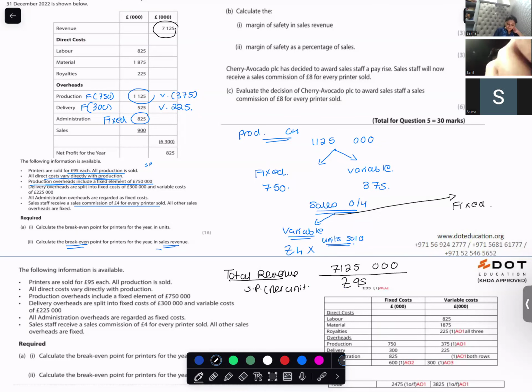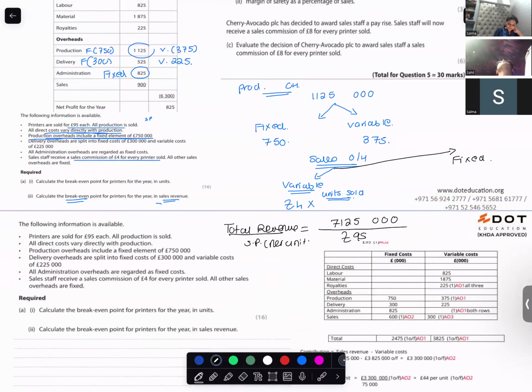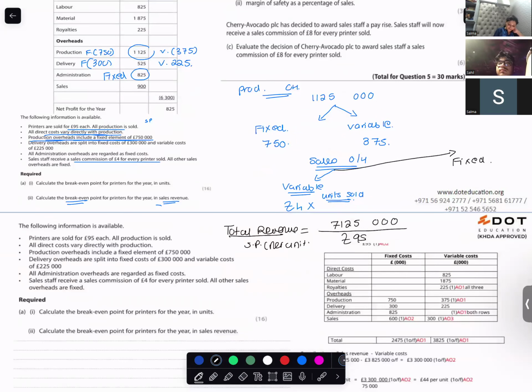So if I want to find my number of units sold, can I find it out? Yes, you divide the revenue by the selling price of each. That would be 75,000 units. So your number of units sold is 75,000. Why did I need this number? To calculate the commission for the sales staff.